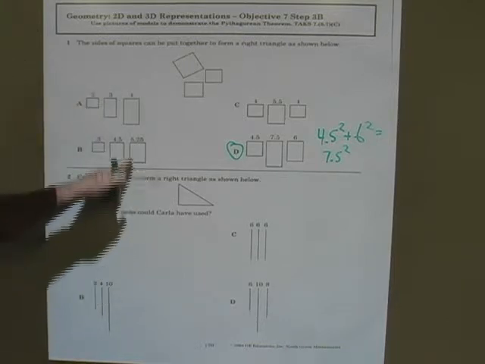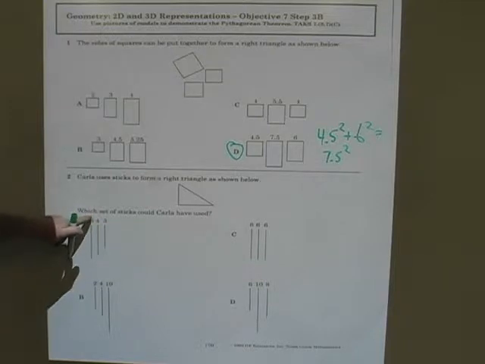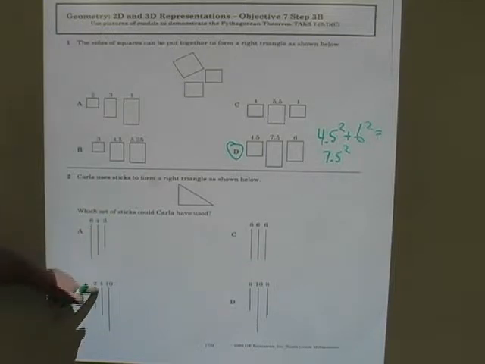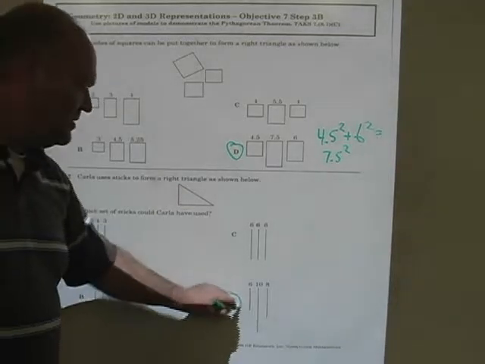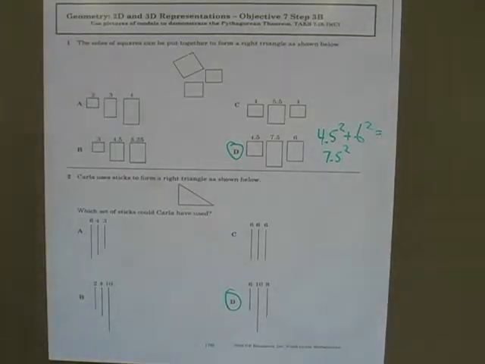These are sticks instead of rectangles. The sticks are going to be the sides of the rectangle up here. And D is the answer, because 6 squared plus 8 squared equals 10 squared.